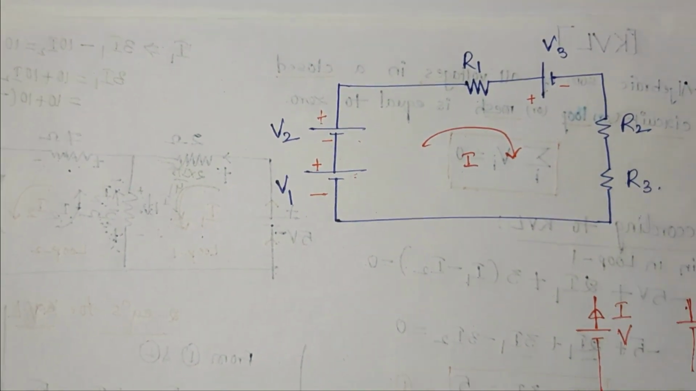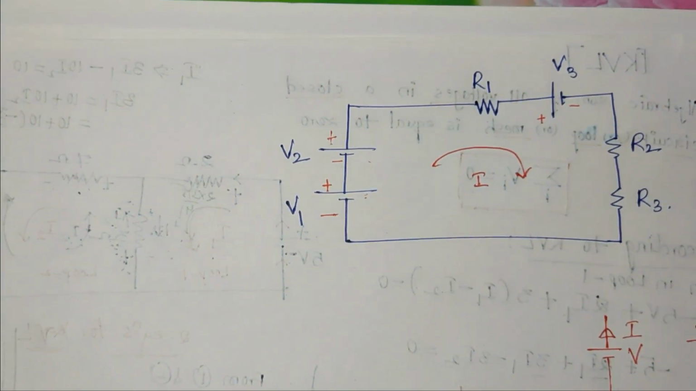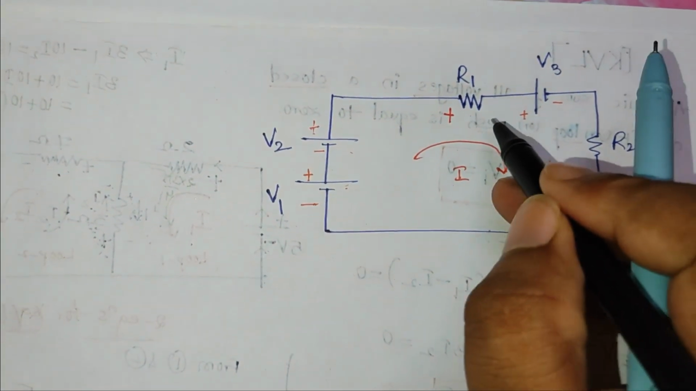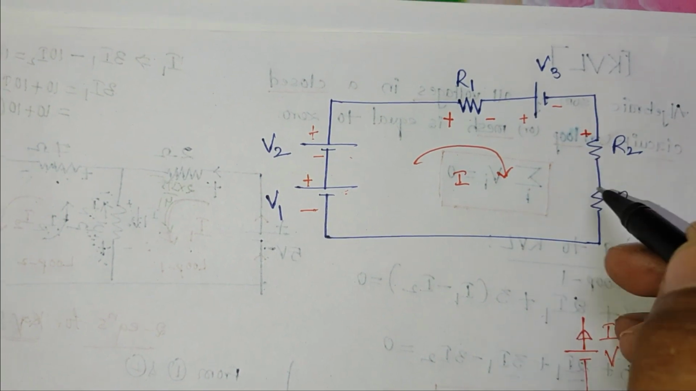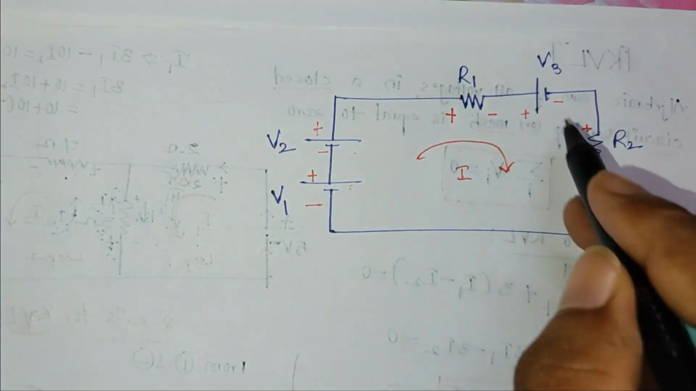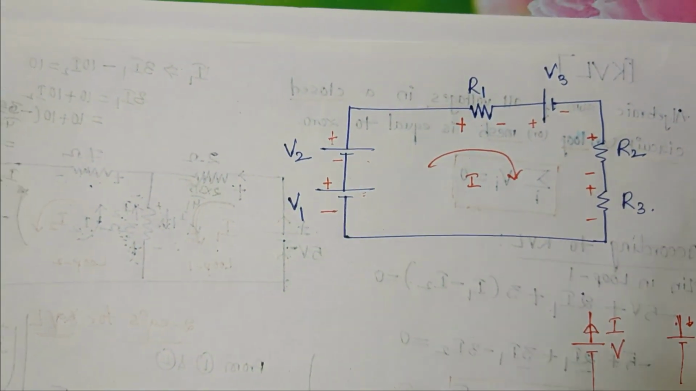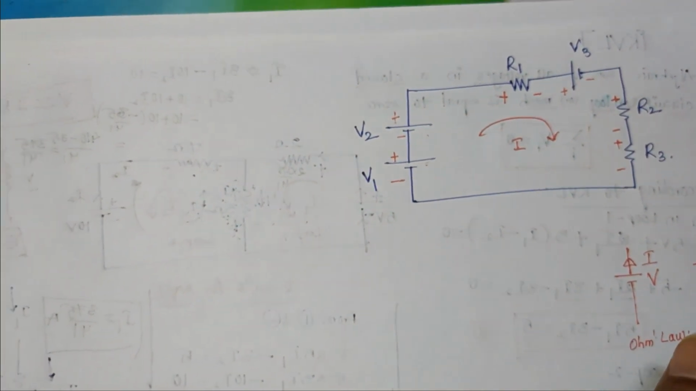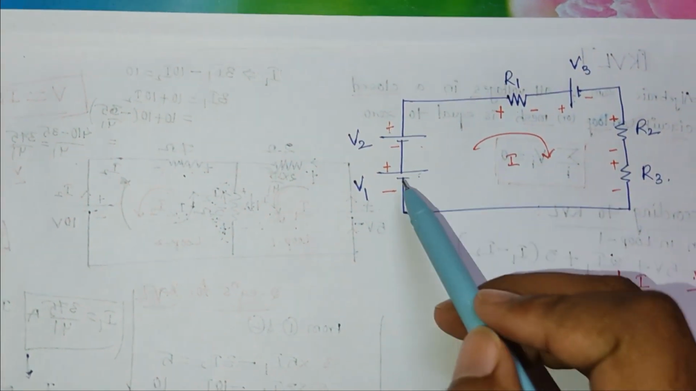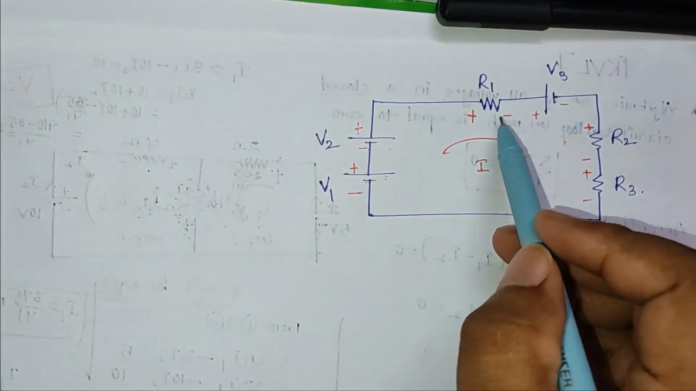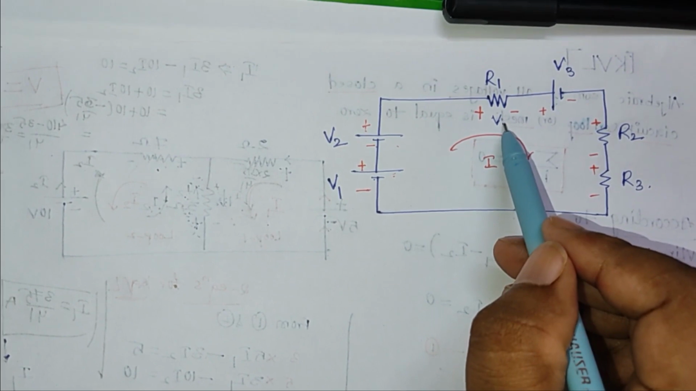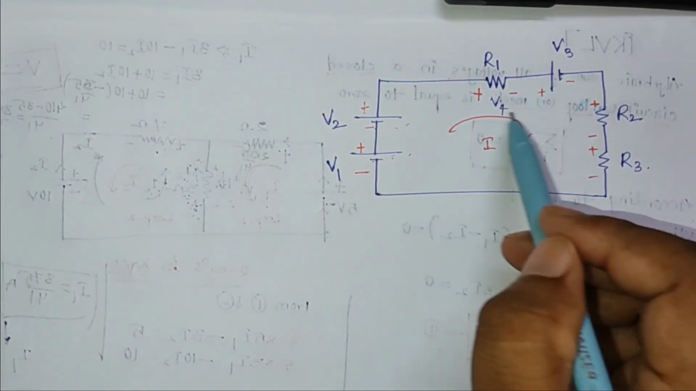As we treated the direction as clockwise, current enters the positive terminal of the resistor, so this will be plus, minus; plus, minus; plus, minus. Current flows in the loop in this direction. Now let us write the KVL expression in this loop. KVL means the algebraic sum of voltages in a closed loop is 0. What is the voltage here? V1, V2, V3, and let us consider the voltage across resistor R1 as V4.